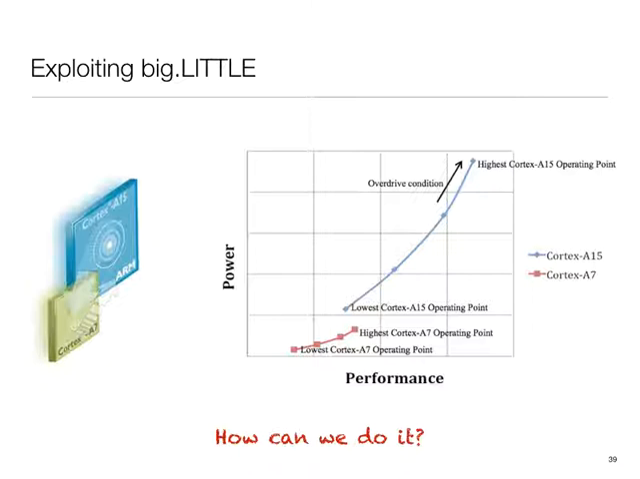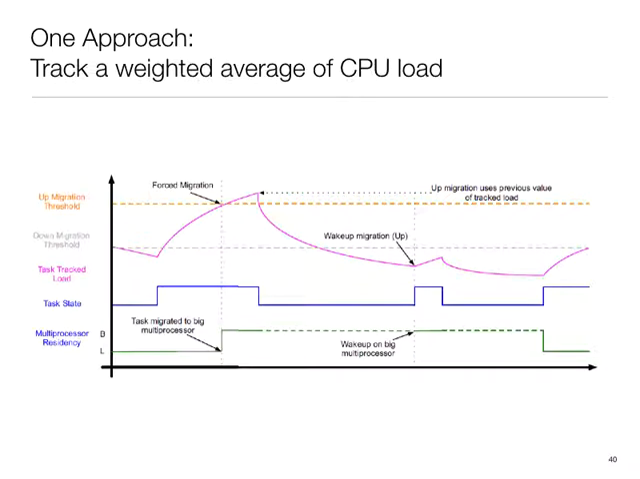So how do we go around doing it? This is where you get into the world of heuristics, algorithms of different types and stuff like that. One strategy is you could track some sort of a weighted average of the CPU load, and then based upon that, make a decision, right? If the load starts going up, you react to it, activate the big processor. But then you're always reacting.